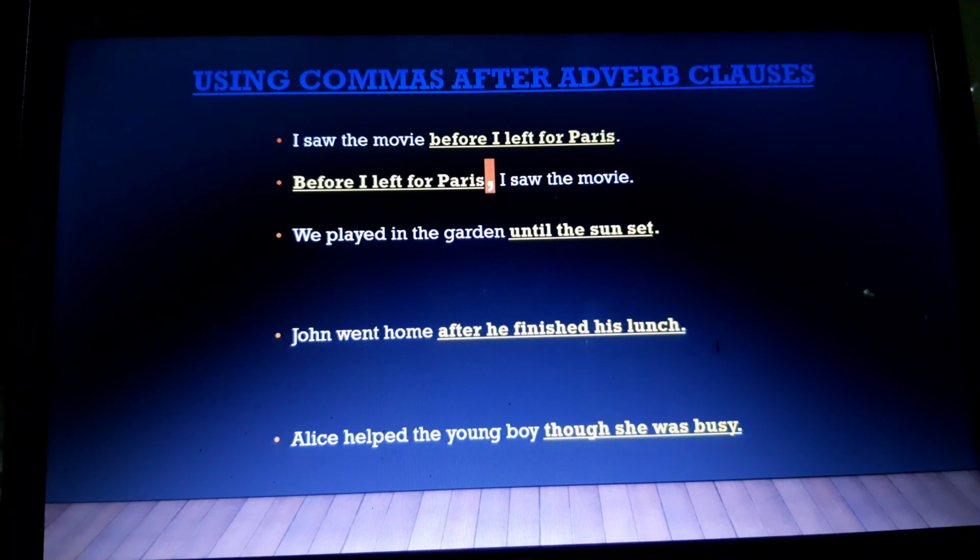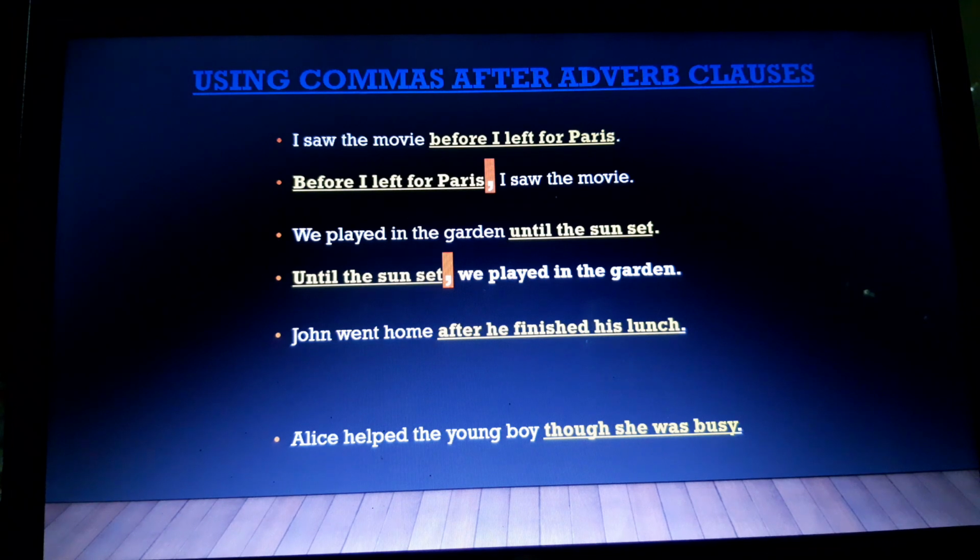Look at the second sentence. We played in the garden until the sun set. What is the adverb clause here? Until the sun set. So now let's rewrite the sentence by putting the adverb clause to the front. Until the sun set, we played in the garden. So when writing the adverb clause in front, you have to use a comma after the adverb clause. Notice I have highlighted the commas in red.